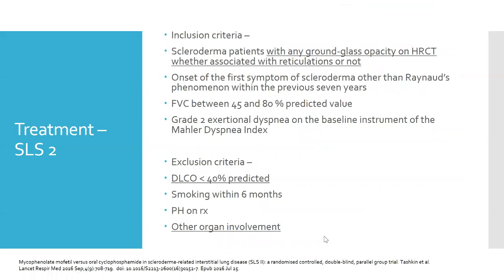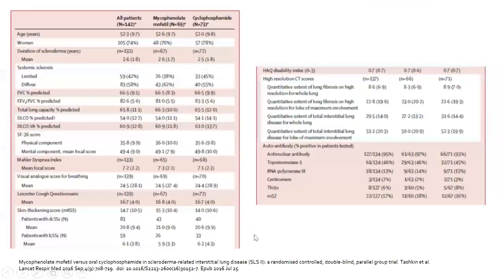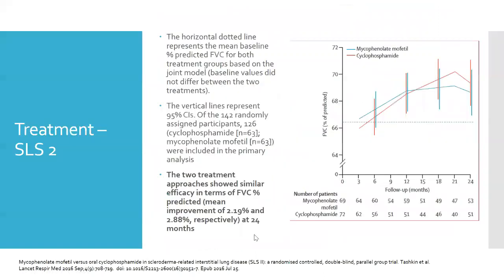Inclusion criteria were very similar to the SLS1. They did have other organ involvement as some of the exclusion criteria, and a bunch of other organ involvements were taken into consideration. Again, baseline characteristics were pretty well matched. And what we saw was both treatments actually showed similar efficacy in terms of the FVC predicted improvement.